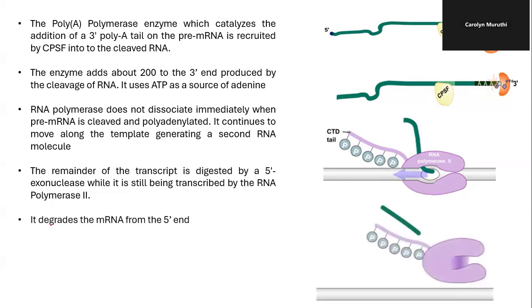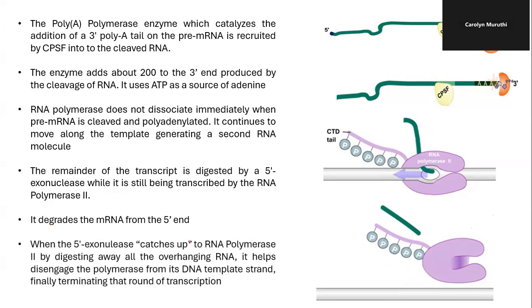The exonuclease degrades the RNA from the 5' end. So when the 5' exonuclease catches up to RNA polymerase II by digesting away all the overhanging RNA, it helps to disengage the polymerase II from the DNA template and therefore brings transcription to a halt.